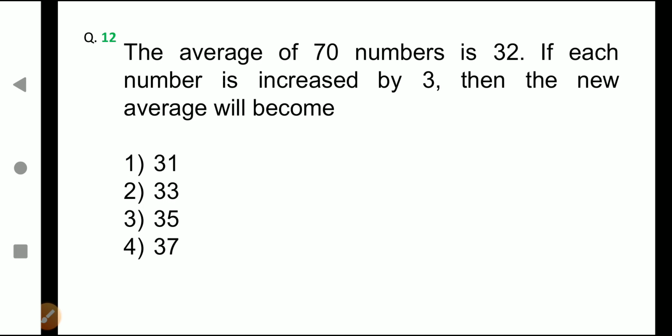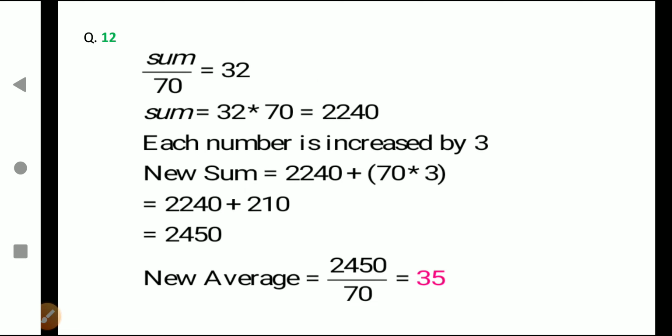The average of 70 numbers is 32. If each number is increased by 3, what will the new average be? The sum divided by 70 is equal to 32, so the sum will be 2240. Each number increased by 3 means the new sum is 2240 plus 70 into 3, that is 2450. The new average is 2450 by 70, that is 35.